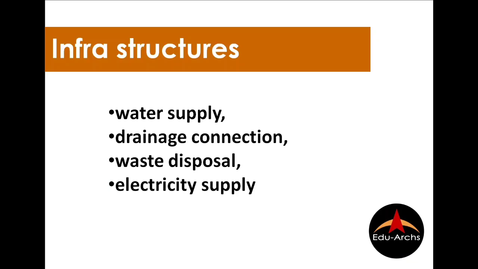Infrastructure facilities. This refers to the services present in the location. The major things to be considered are water supply, drainage connections, waste disposal, electrical supply, etc. These are important while planning the zoning in the site.